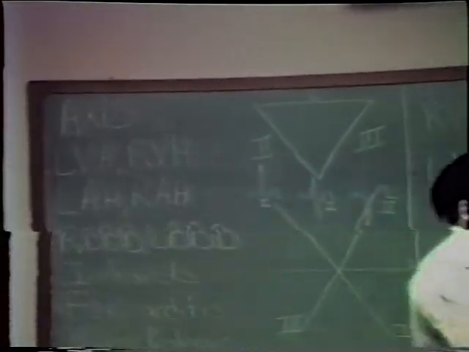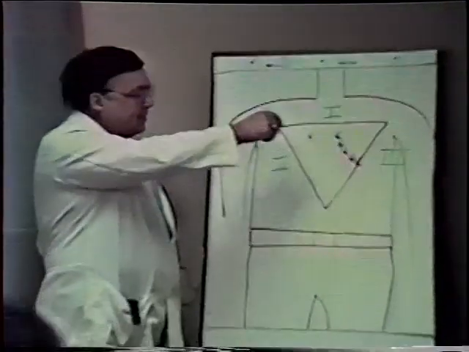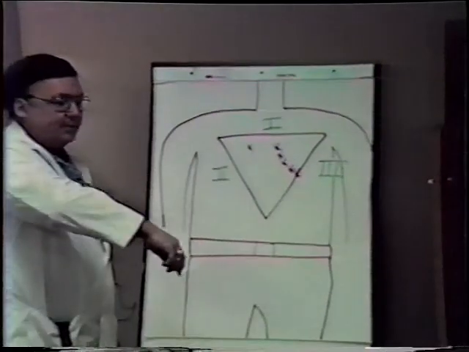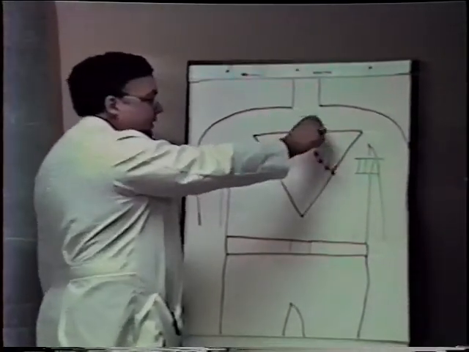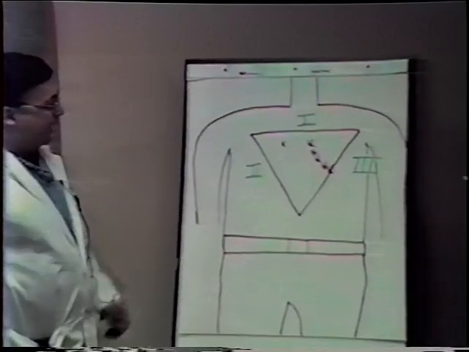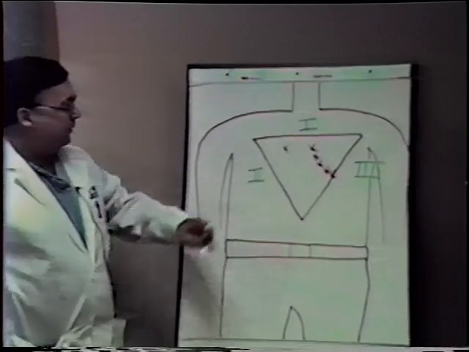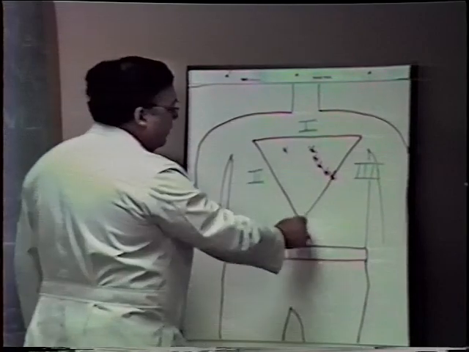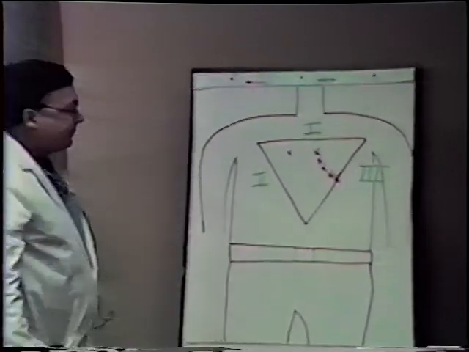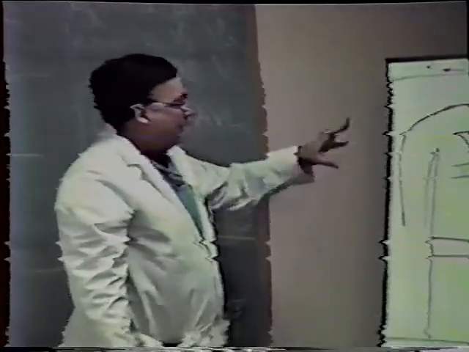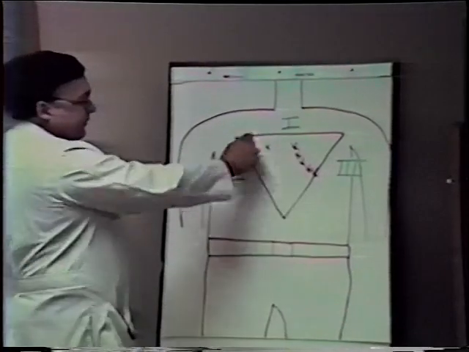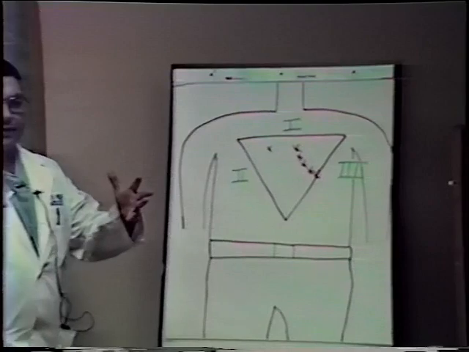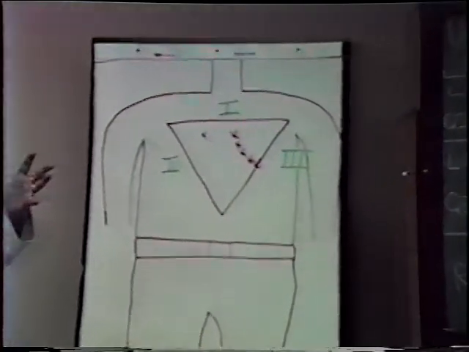Well, this is the leads right here. So here's the top of the heart. The two shoulders, that's lead one. That's standard lead one. And from the shoulder to the foot, standard lead two, foot to the shoulder, standard lead three. So therefore, you can draw a triangle, Einthoven's triangle. And that'll give us axis, that'll let us evaluate axis.